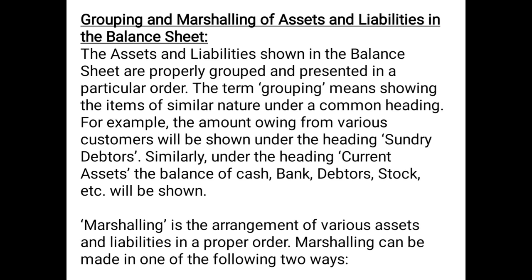The term grouping means showing the items of similar nature under a common heading. For example, bank loan will consist of all the amounts of loan from the bank. Similarly, the amount owing from various customers will be shown under the heading sundry debtors. If Ram is my debtor, Shyam is my debtor, Rahul is my debtor, Raju is my debtor, in the balance sheet we will not write Ram, Shyam, Rahul, Raju. No. We will just group them in one category, that is sundry debtors, means all debtors all together, and we will show the collective amount.